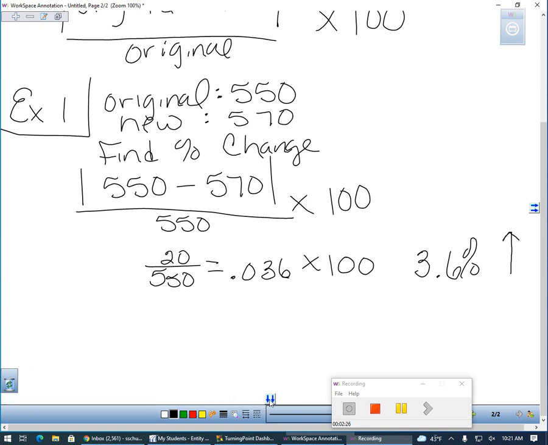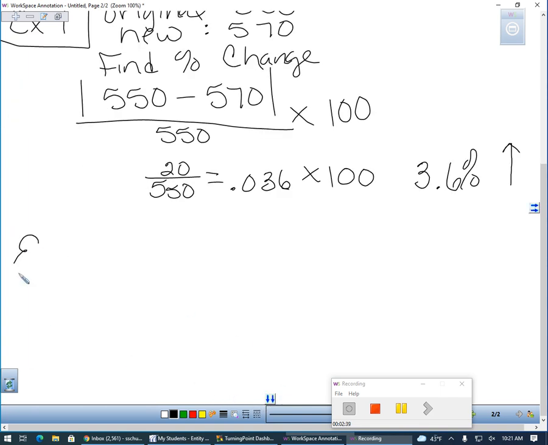Tough one. There wouldn't be a percent change then, would there? Yes.